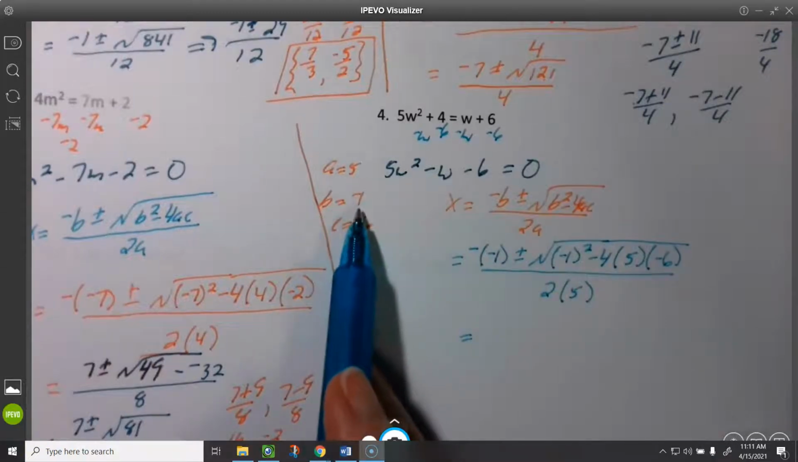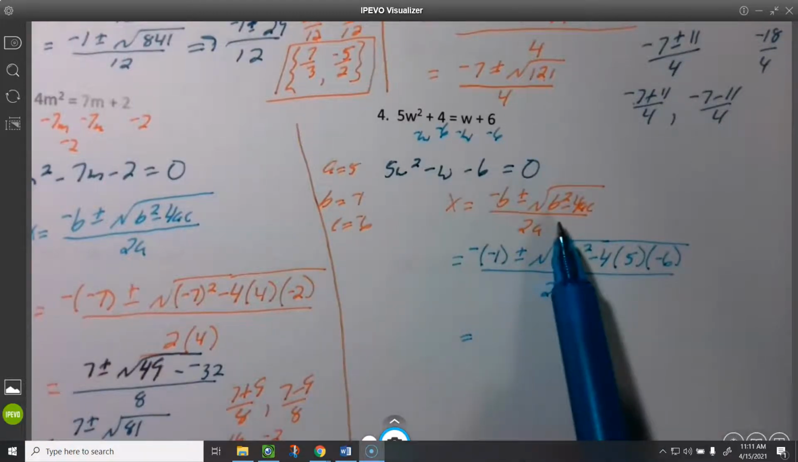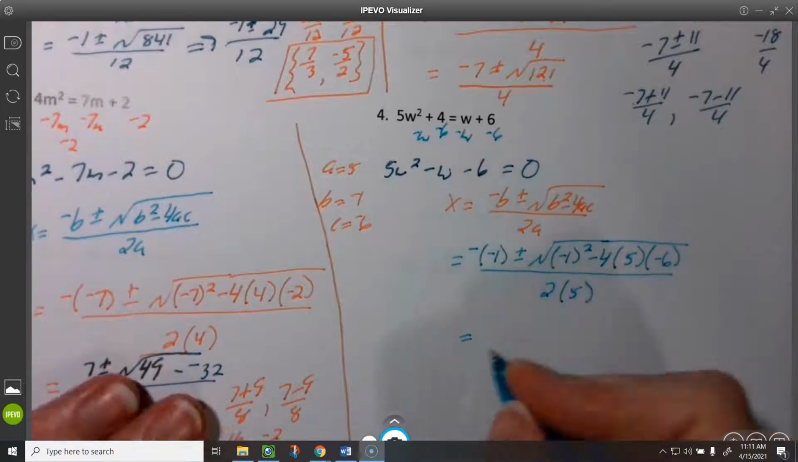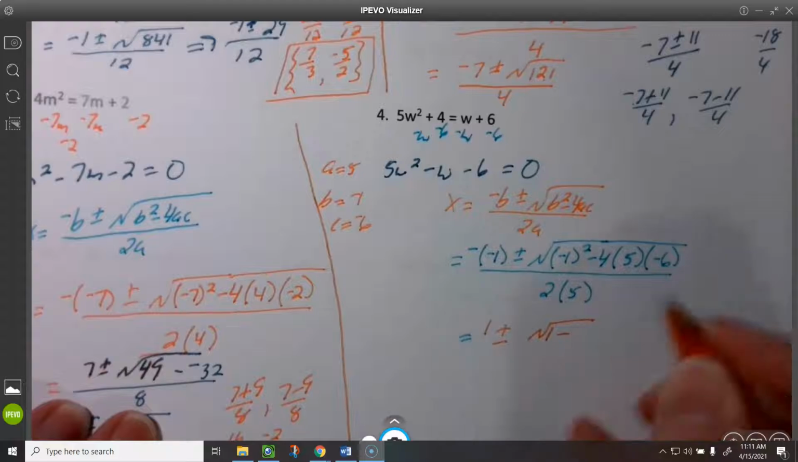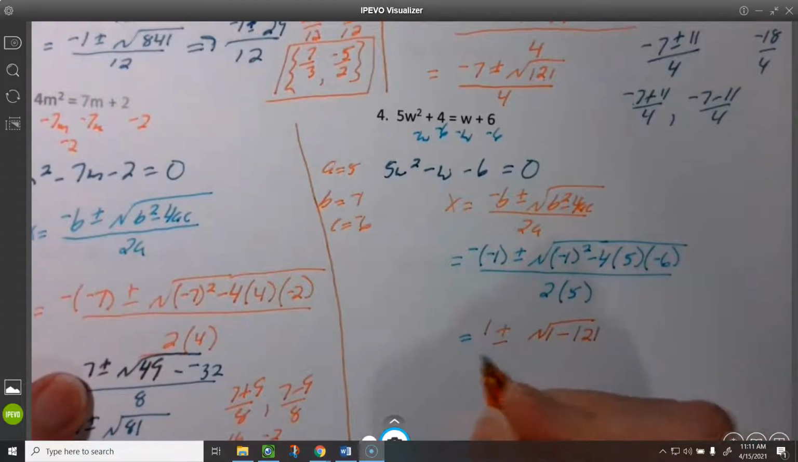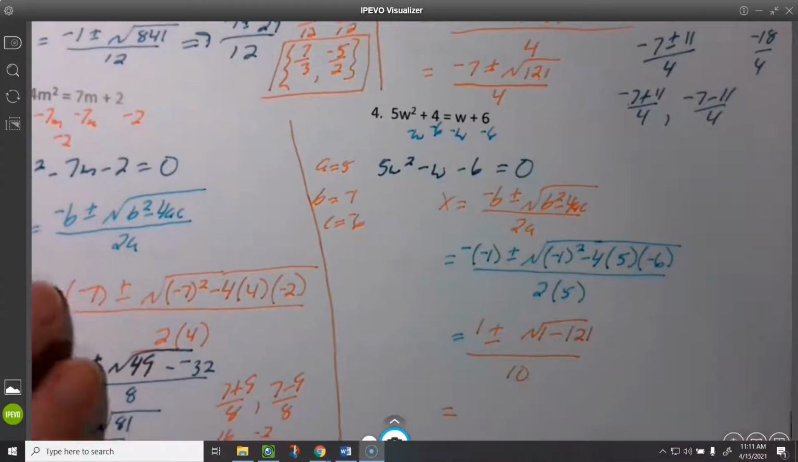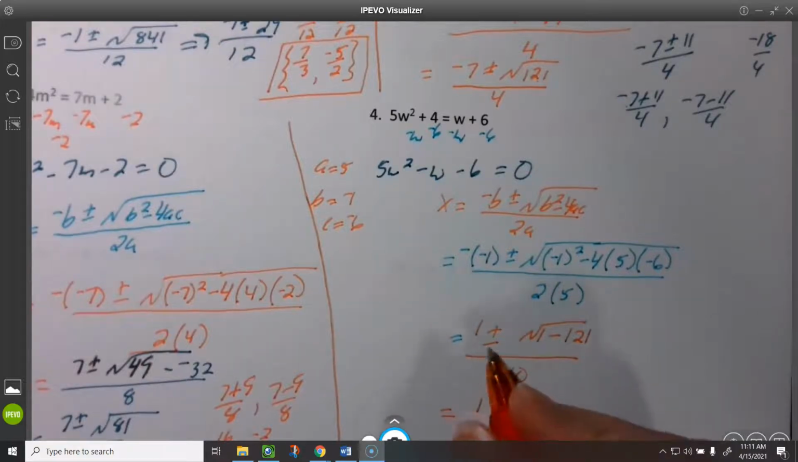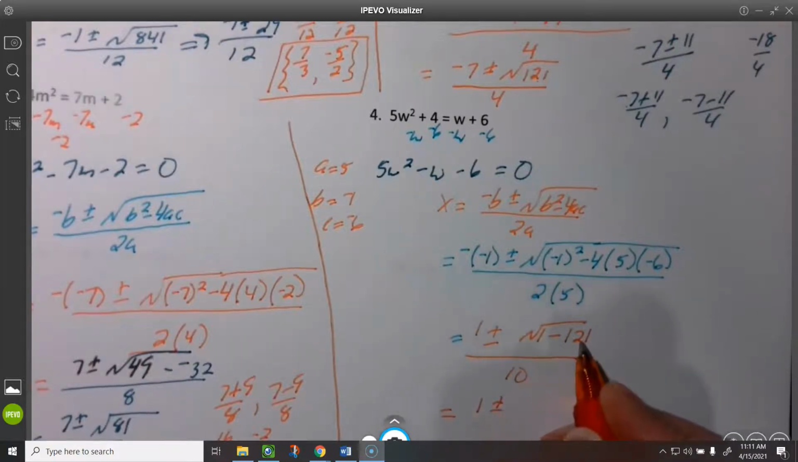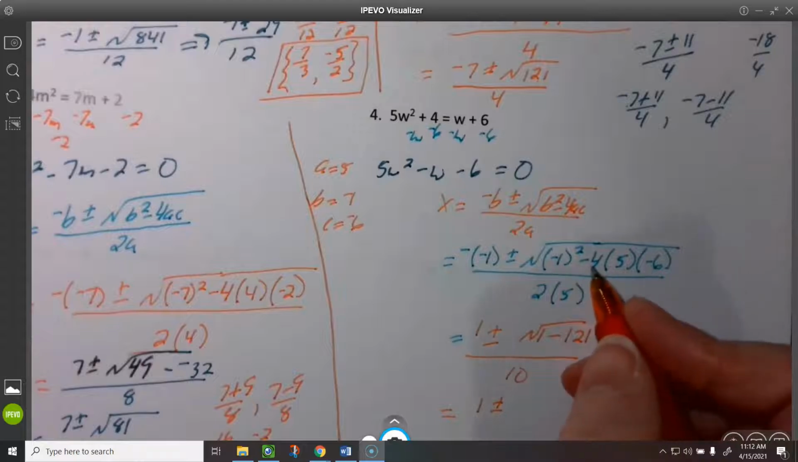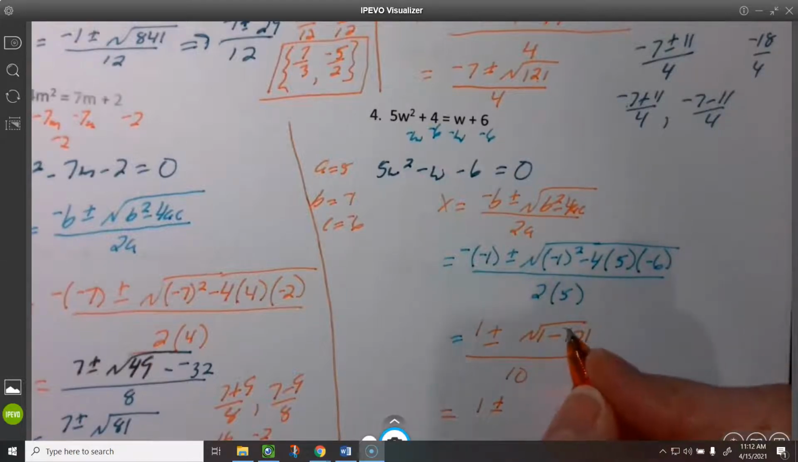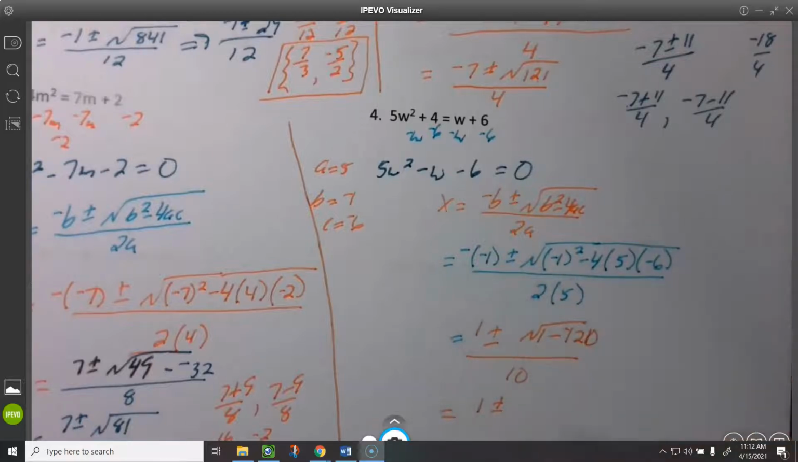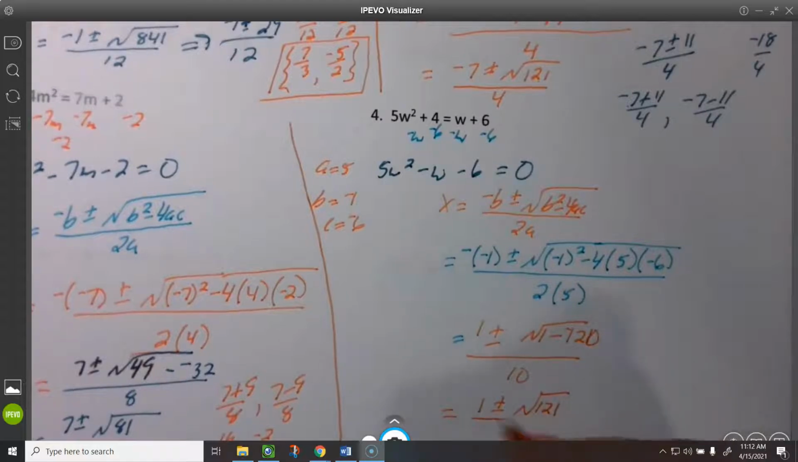So A is 5, B is negative 1, C is negative 6. We've written down quadratic formula. We've plugged it in. So we have 1 plus or minus the square root of 1 minus 120, 121, all over 10. Hold on, though. That should be a negative 121. Let me double check. 1 minus, that's a negative 120. Okay, so now we're going to plus a positive. That's going to give us the square root of 121 over 10.